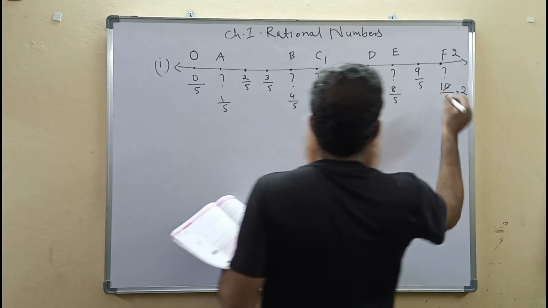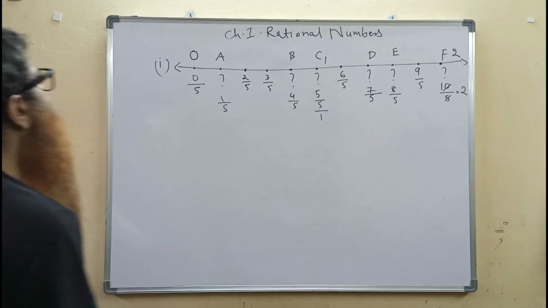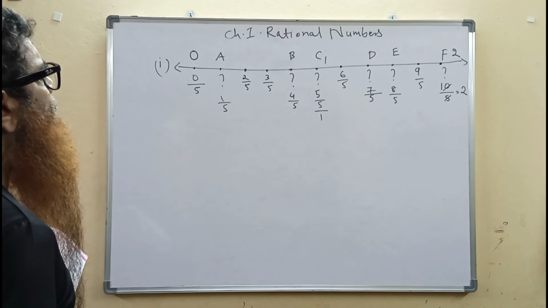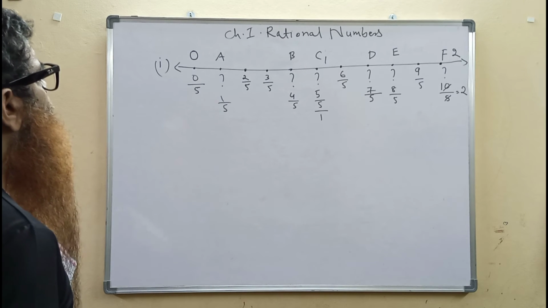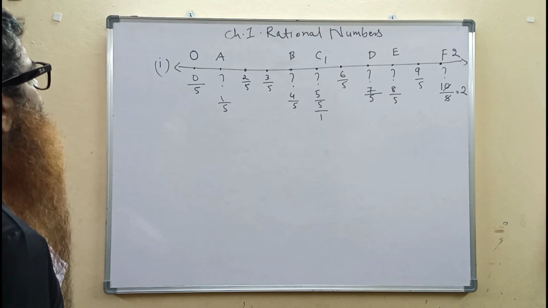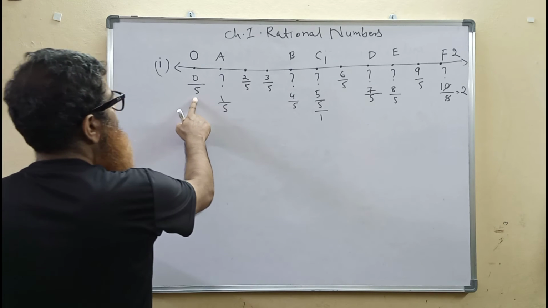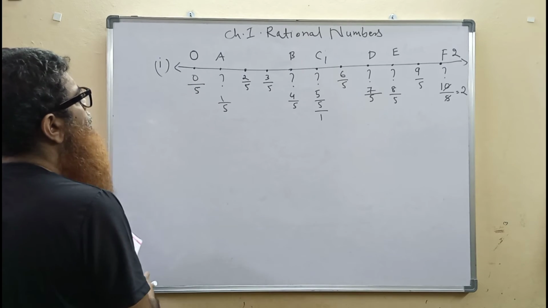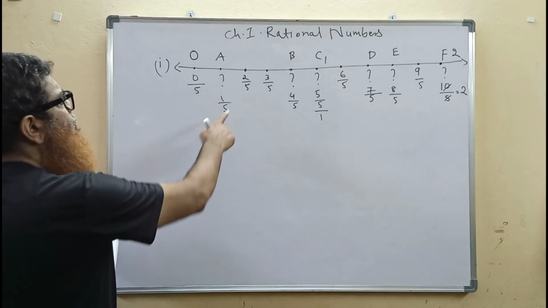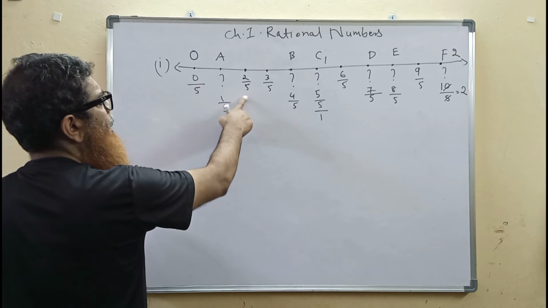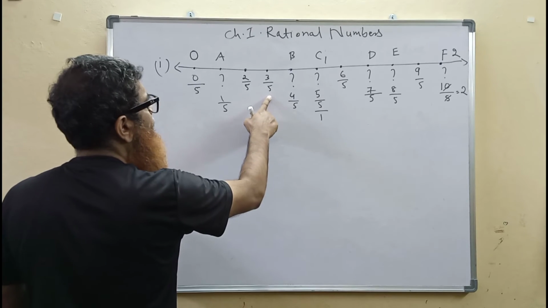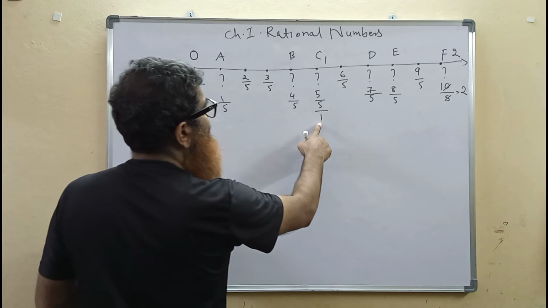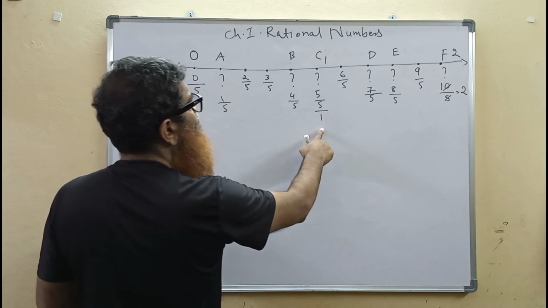So we have on the number line numbers between 0 and 2 and 5 equidistant points, the denominator being 5. We began with 0 by 5, that is 0. Then we found the next number should be 1 by 5 because the next number is 2 by 5. Then it's 3 by 5. The next number to be found is 4 by 5. Next it is 5 by 5, which is equal to 1.